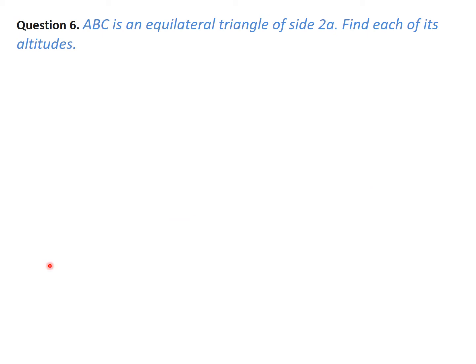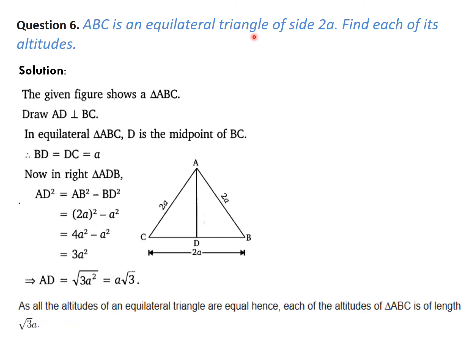Question number 6. ABC is an equilateral triangle of side 2A. Find each of its altitudes. By altitudes we mean height. An equilateral triangle means a triangle having three of its sides equal. All three sides are of equal length. Here it is given as 2A. That means all three sides of the triangle ABC here are 2A.